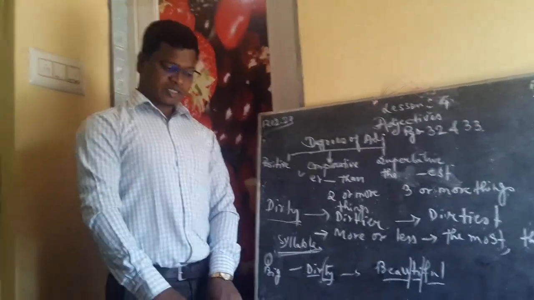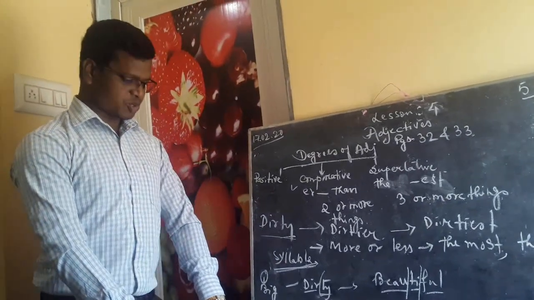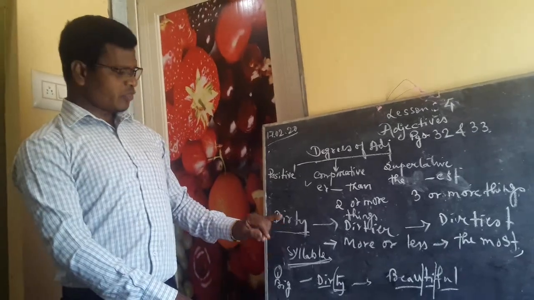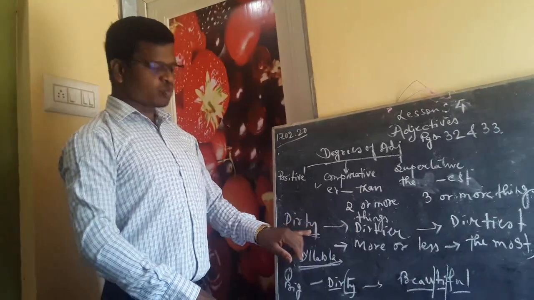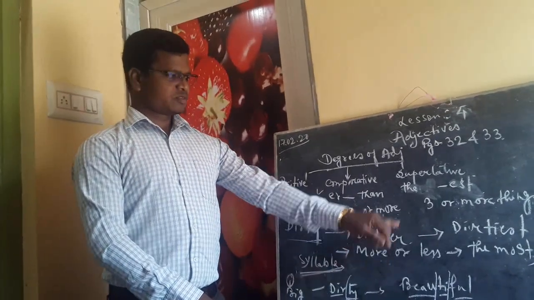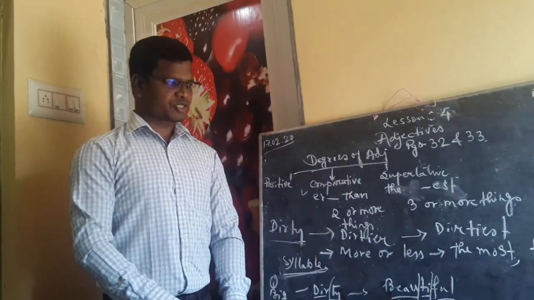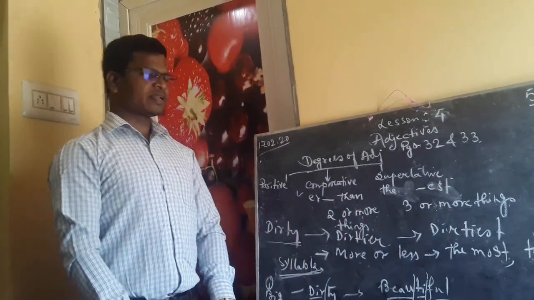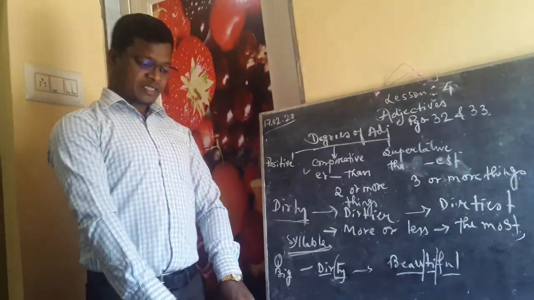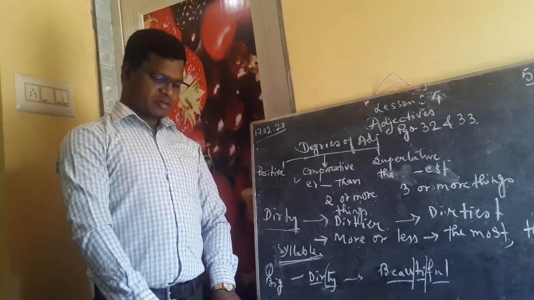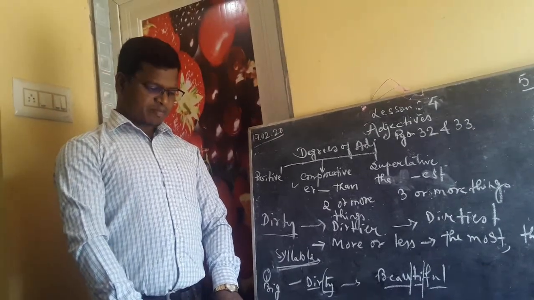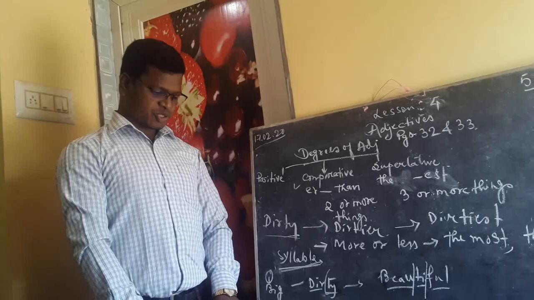We use comparative adjectives to compare two or more things. For example, the comparative of dirty is dirtier. So here you can see the comparative of dirty is dirtier. This Y is changed into I and we have added ER. Whereas in the superlative, dirtiest, you see there, Y is changed into I and then added EST. We use superlative adjectives to compare three or more things. For example, the superlative of dirty is dirtiest.